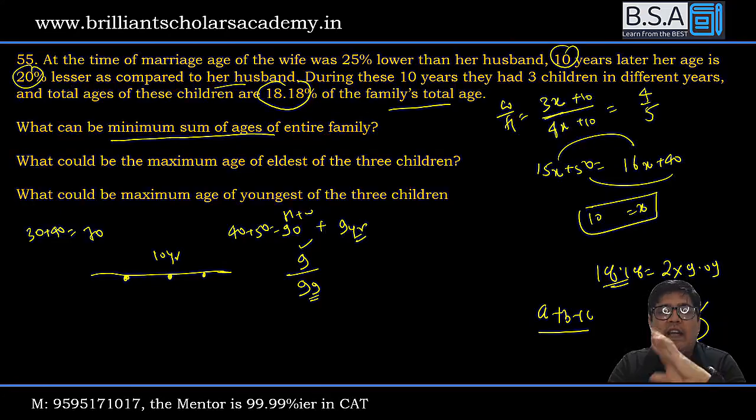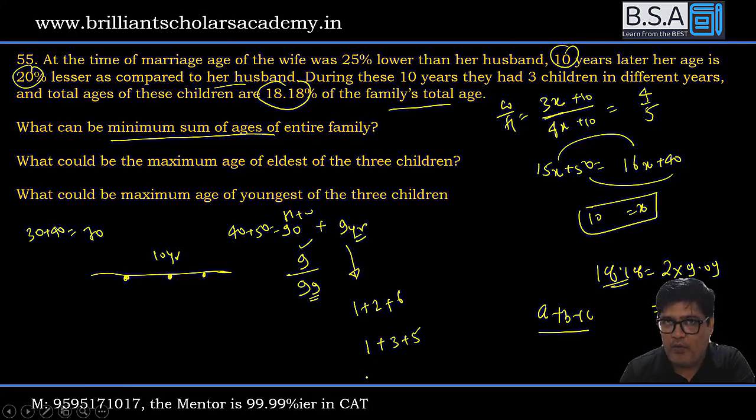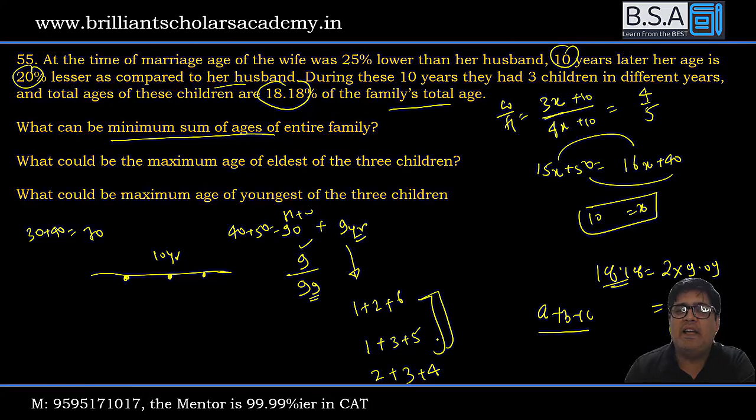The combined age of the three children is 9 years. So how can you create 9? In how many ways can you create 9? 9 can be written as 1 plus 2 plus 6. 9 can be written as 1 plus 3 plus 5. 1, 4, 4 cannot be the ages, because two of them become the same age. They have distinct ages. The ages could be 2 plus 3 plus 4. So 9 can be created with 3 numbers in 3 ways.